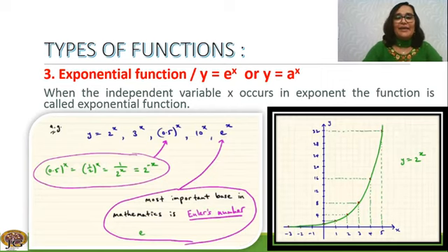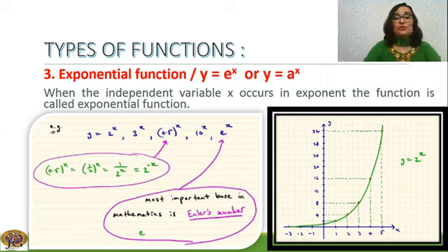Okay, exponent means, look, e power x, x has gone up, and y is equal to a power x. Now where is x? It is not with a as a multiple, but it has gone up as an exponent. Such a function, where y is equal to e power x or y is equal to a power x, is known as an exponential function. Superb.